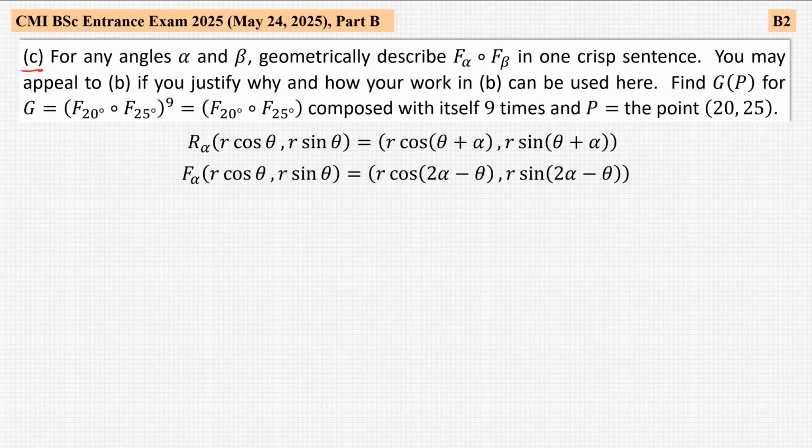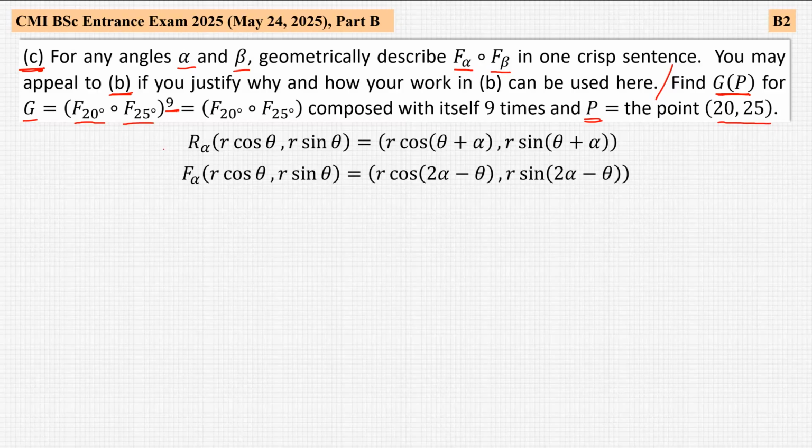And the final problem C: for any angles alpha and beta, and I really love the phrase here, geometrically describe function composition f alpha of f beta in one crisp sentence. You'll find out soon that the answer is indeed simple and beautiful. Of course, I'm going to do it in a similar way as in problem B. And we have the next part of the problem, which is that we have to find g of P, where function g is f 20 degrees after f 25 degrees 9 times, and P is the point (20, 25).